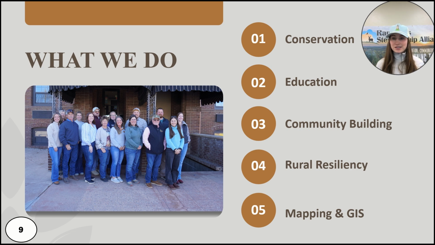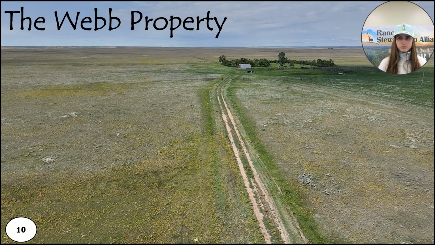Rural resiliency is kind of a direct outcome, and so agriculture is Montana's number one industry and really the backbone of rural communities, and by supporting ranchers in ways that both benefit working lands and the wildlife habitat, we can help strengthen the stability and resiliency of these communities. And so our last program here is the Mapping and GIS program, which emerged directly from rancher needs and now supports and connects kind of all of this work, enhancing conservation, education, community building, and rural resiliency.